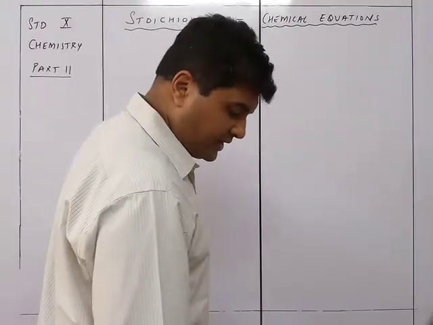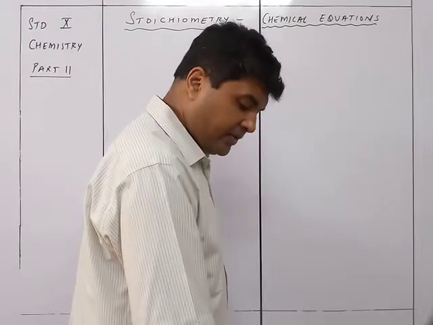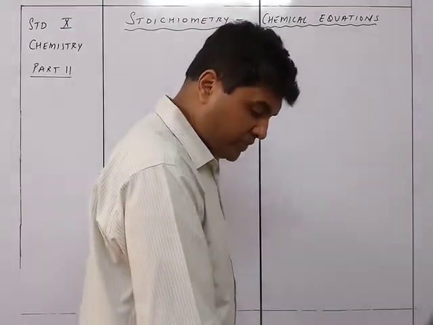We move on to the next sum, that is KClO3 on heating will give you KCl plus O2, and C plus O2 will give you CO2.